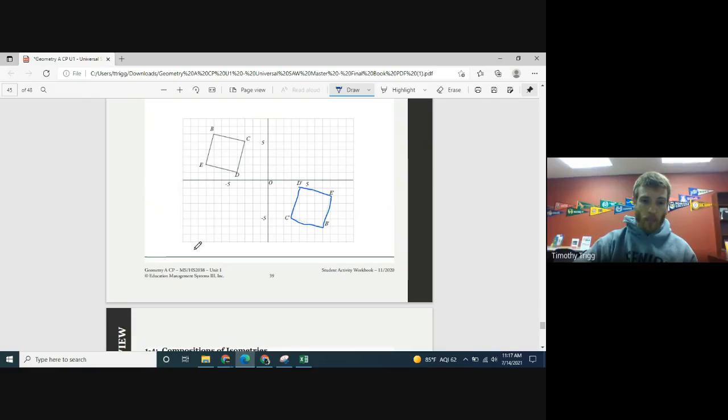So in our case, that's going to be a rotation, lowercase r, 180 degrees. And we're rotating around O, which is 0, 0. And then we would put B, C, D, E for the preimage, gives you the image, B prime, C prime, D prime, E prime. Okay.